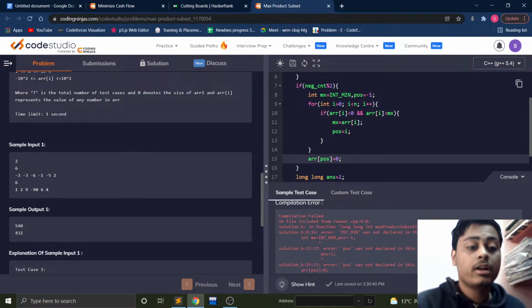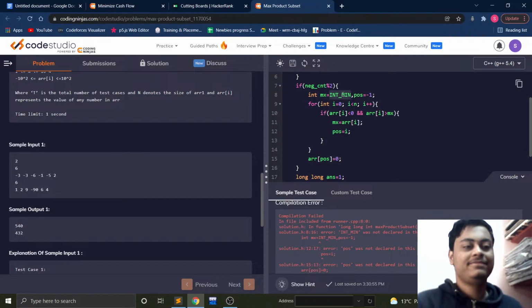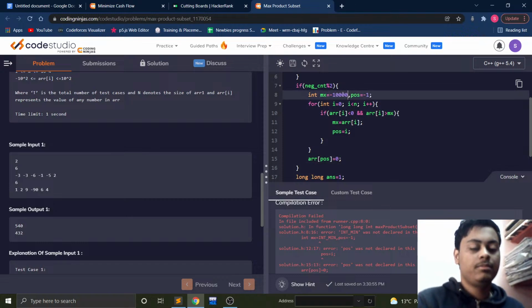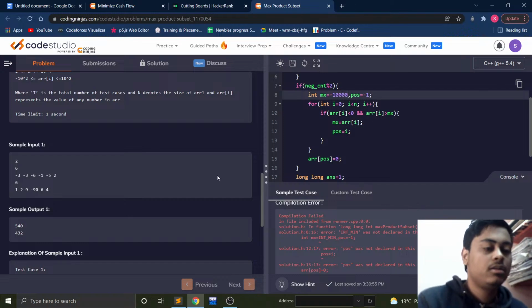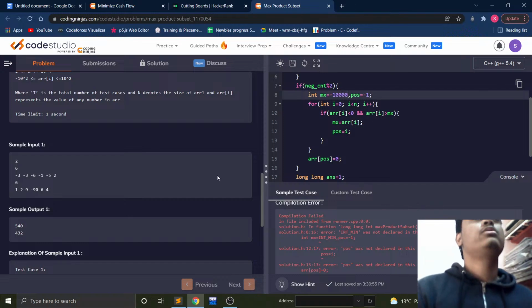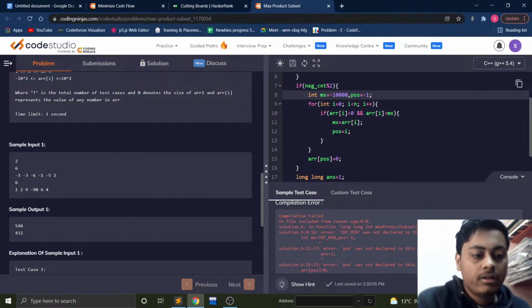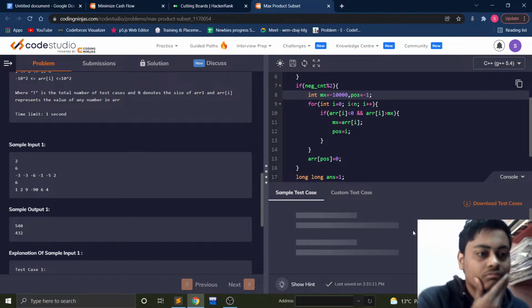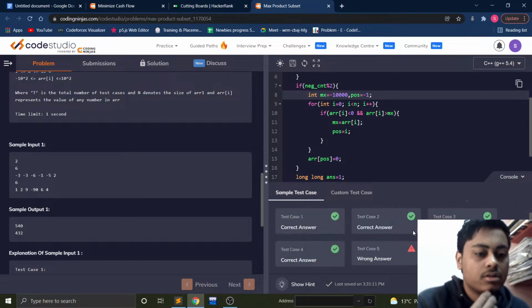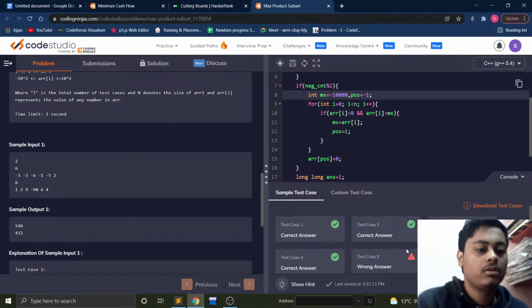INT_MIN was not declared in this scope. Okay, minus some big value. Values are between minus 100 and 100, right? This is enough. And it says wrong. Okay, one test case is going wrong.